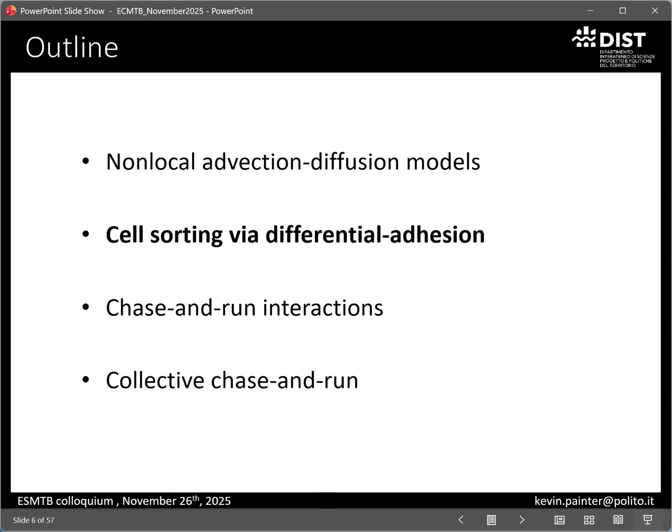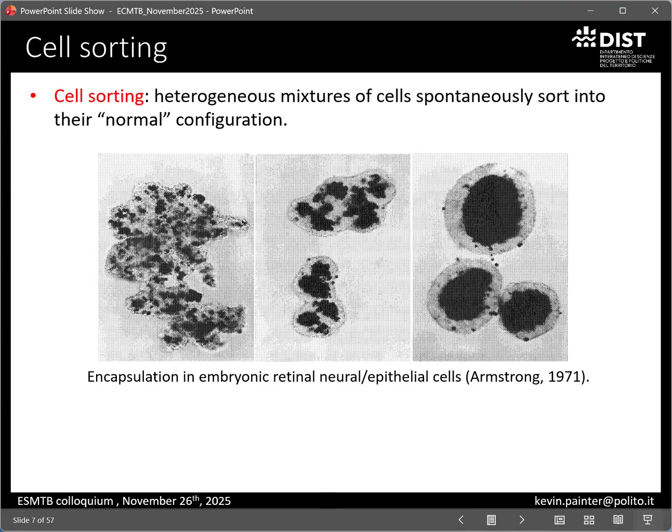So that's the general framework. And to first illustrate their utility, I'm going to talk a little bit about the classic problem, which is cell sorting via differential adhesion. Cell sorting is a phenomenon that you can see in various heterogeneous mixtures of cells.